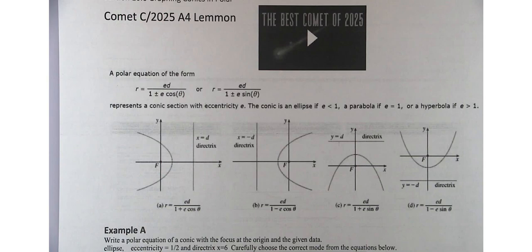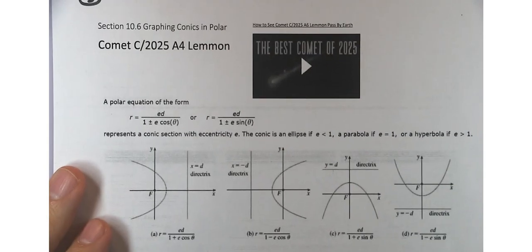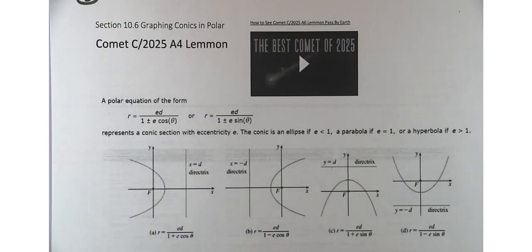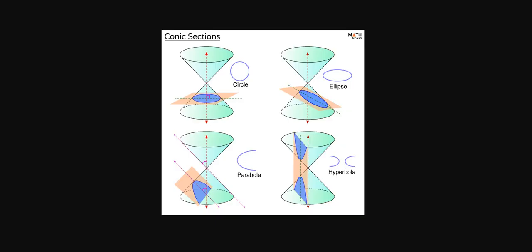So section 10.6 is going to talk about conic sections in polar. Let's remind ourselves of what the conic sections are and can look like. You've got 4 different conic sections: a circle, ellipse, hyperbola, and parabola. They're all made from the intersection of a plane and 2 cones placed tip to tip to each other.